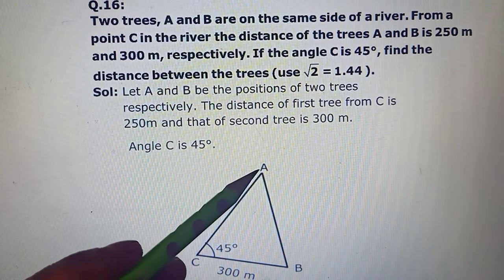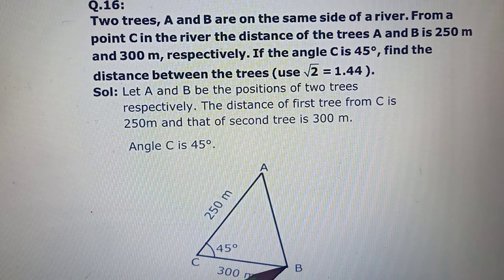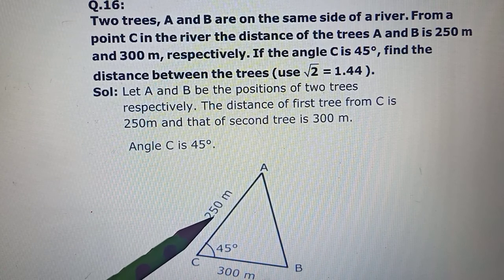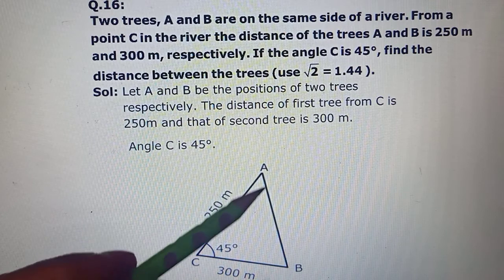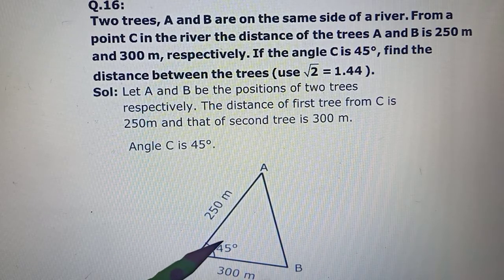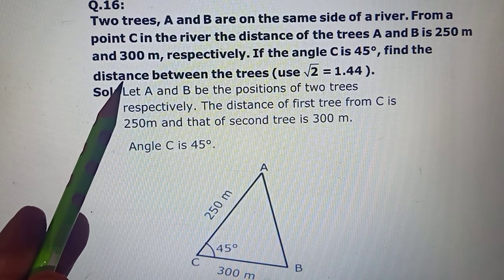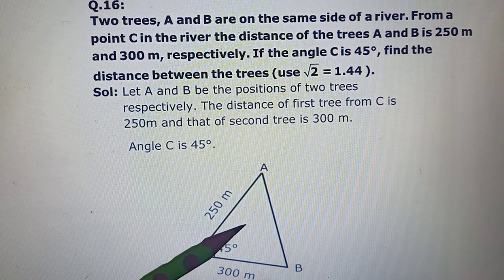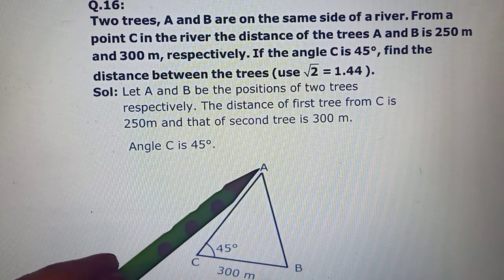So we had two trees, one placed at A, another one at B. फिर river में कोई point C था and उस C point से first tree का distance was given as 250 meters, second tree का was given as 300 meters. So that is how you get your triangle here. Tree 1, tree 2, the point from where first tree is 250 meters, second tree is 300 meters. And this angle out here that is being subtended is 45. Alright, you had to find the distance between the trees, means the AB. This is the distance between the trees.